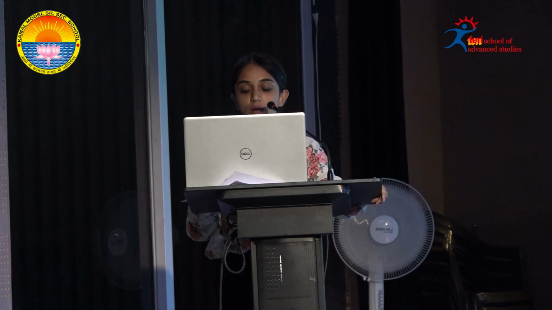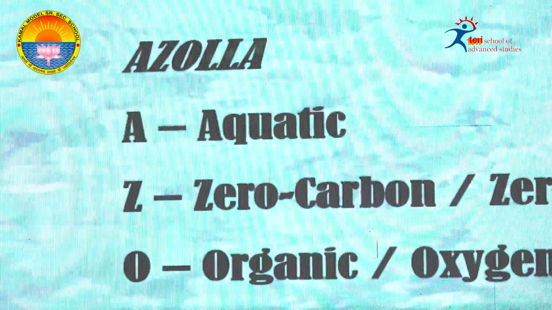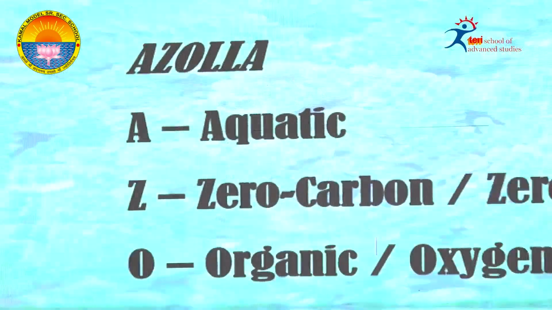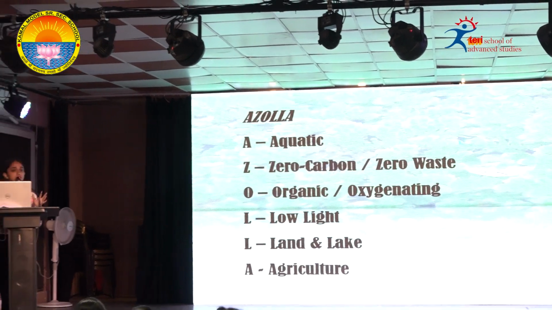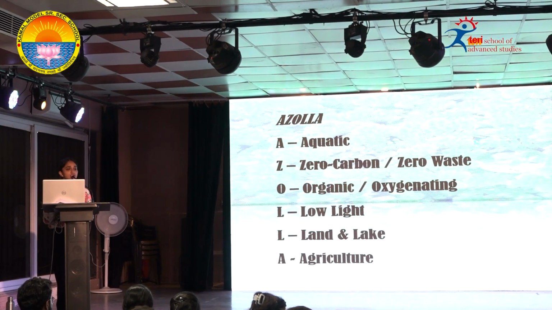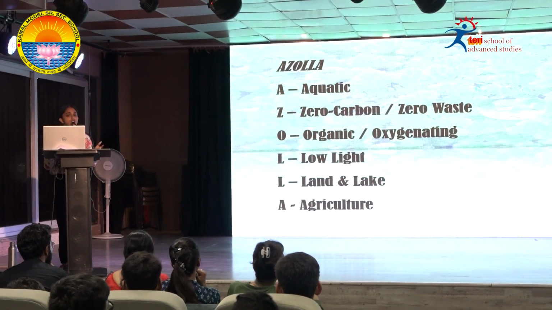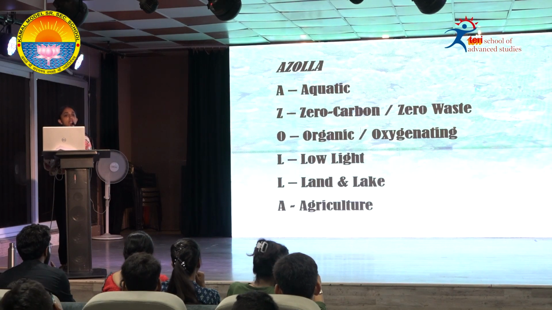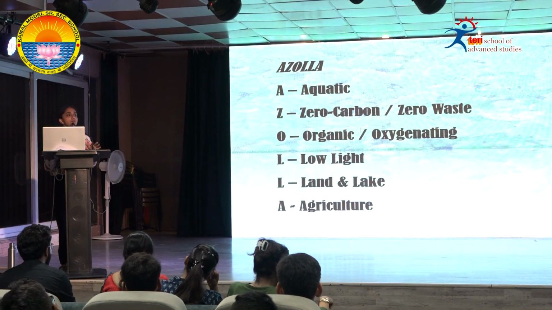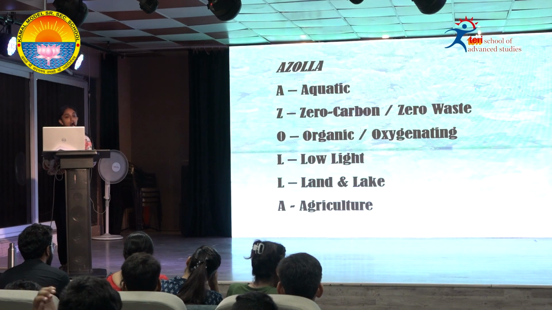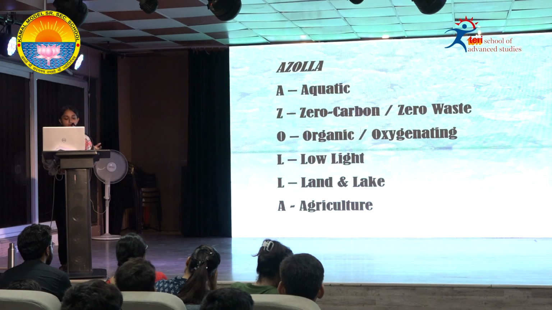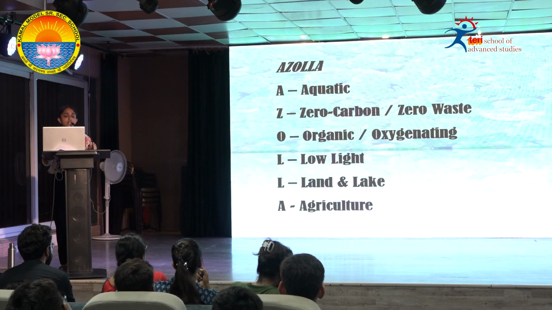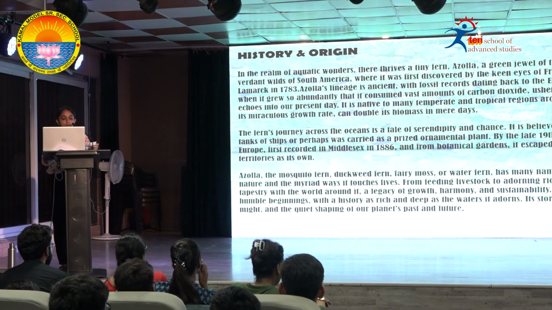So, AZOLLA is aquatic, and it has the potential to help make the planet zero carbon, causing zero waste. It is organic, oxygenating, and it can grow in very low light. It can be grown in lakes and ponds, where it is seen, but it can also be grown on land, and it is very useful when it comes to agriculture. Now let's unfold the next layer of this green marble.